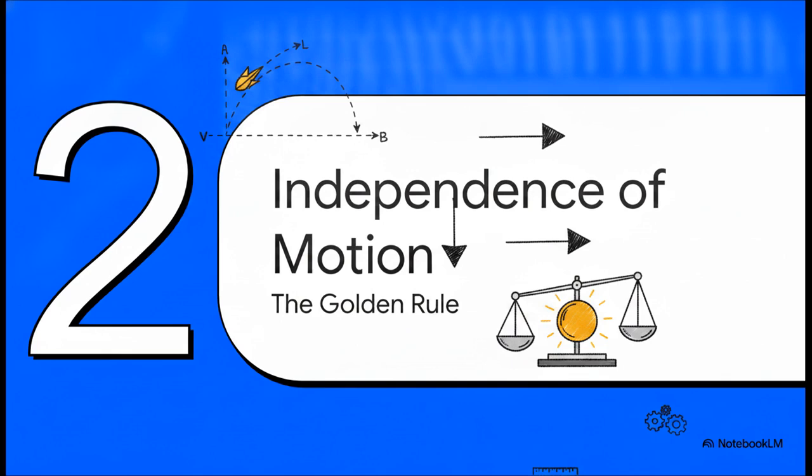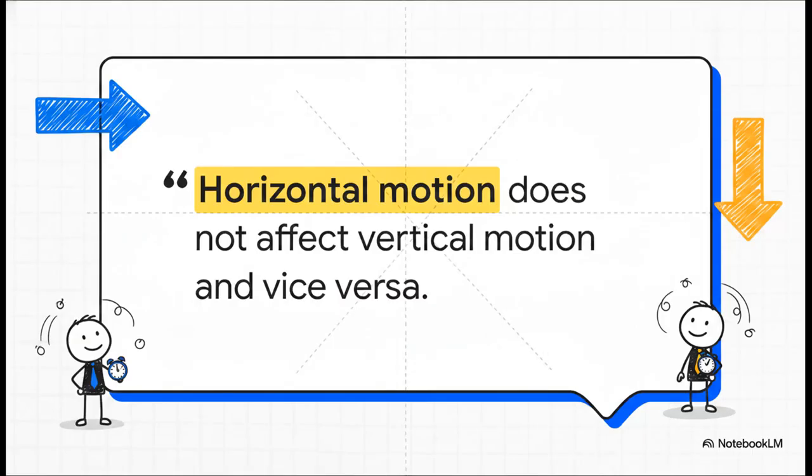Section 2. The independence of motion, the golden rule. To truly master these paths, you absolutely must understand this core concept. Honestly, if you take away just one thing from this explainer, let it be this exact quote from our source material. Horizontal motion does not affect vertical motion and vice versa. So the crucial point is that the x-axis and the y-axis are completely 100% independent of each other.